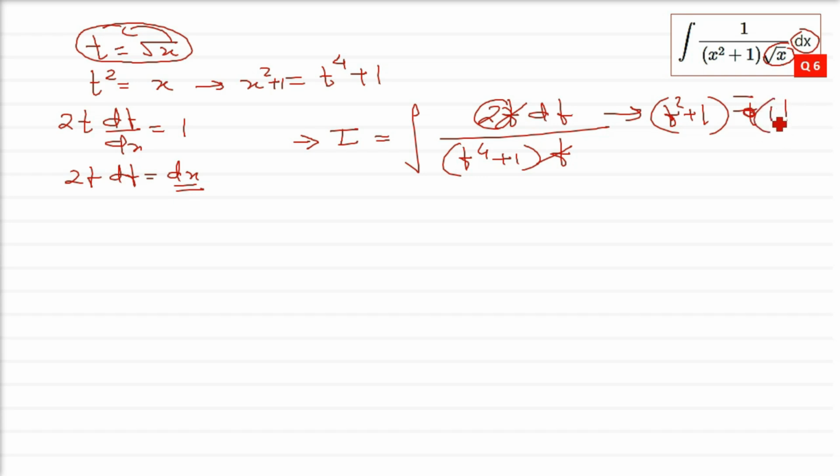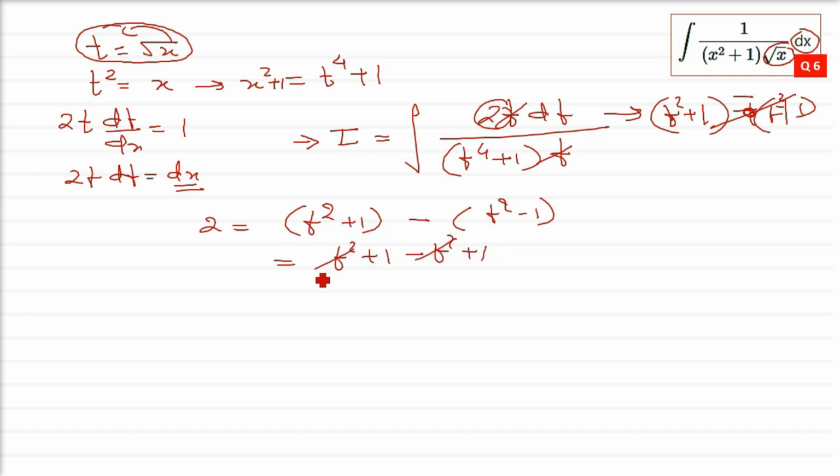In terms of t square also, we can do the same thing. Let me write it correctly and cleanly, that 2 can be written as t square plus 1 minus t square minus 1. So when you open it, just to recheck, you will again get back 2. So in place of the numerator 2, we can write this t square plus 1 minus t square minus 1. So this integration will become like this.